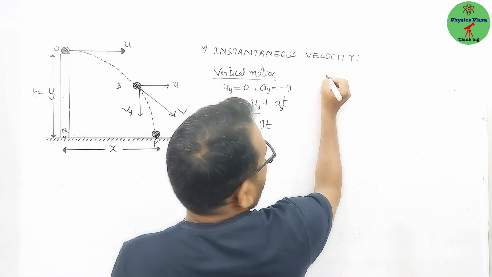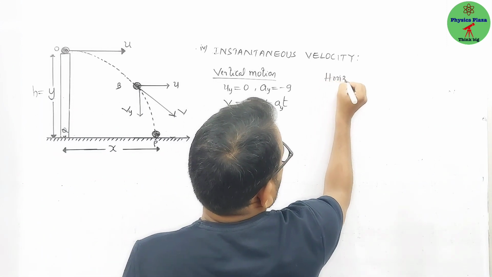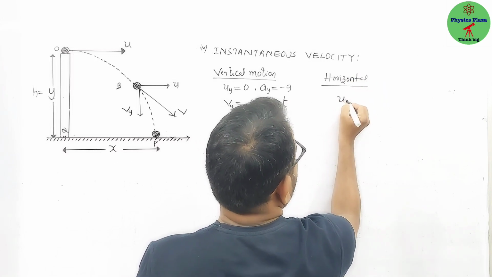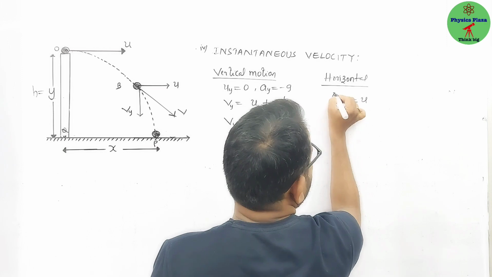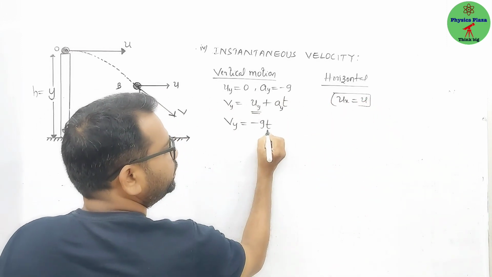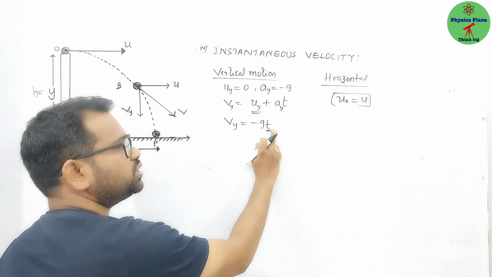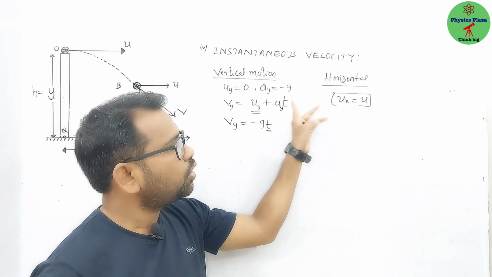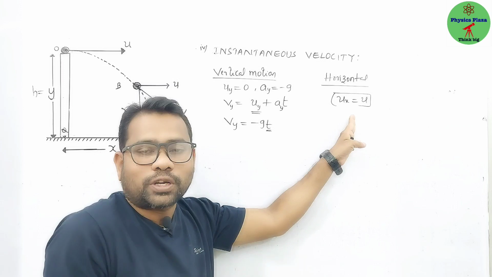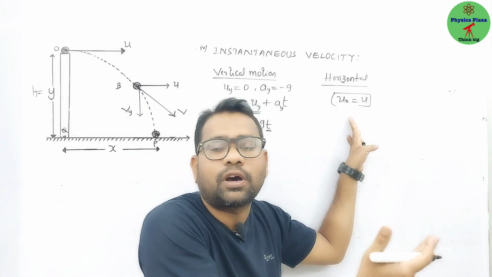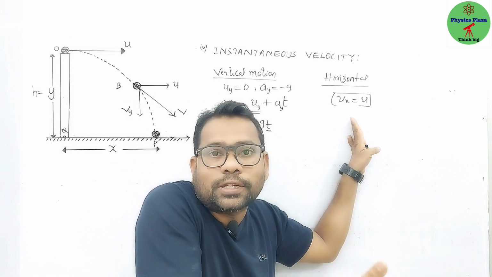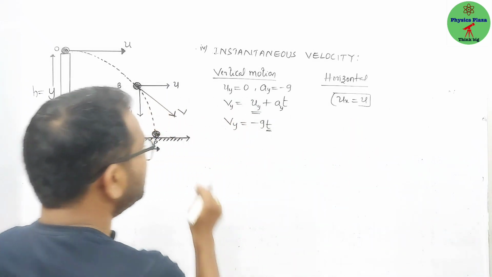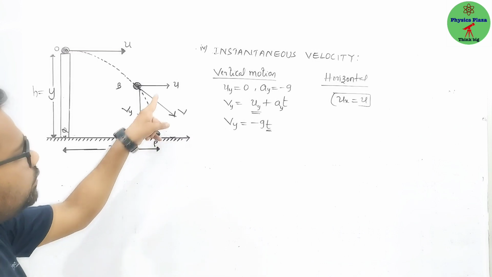Now the horizontal direction. In the horizontal direction, the velocity will be u only. Why? It remains constant, whereas the vertical velocity changes with time. As time changes, the vertical velocity of the projectile changes, but in the horizontal direction the velocity remains constant. Why? There is no force acting on it in the horizontal direction, hence there is no acceleration, so the velocity remains constant.